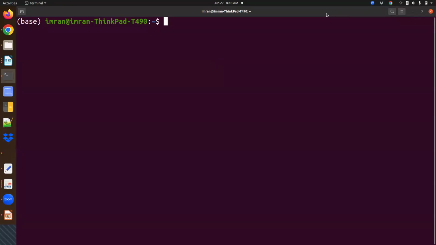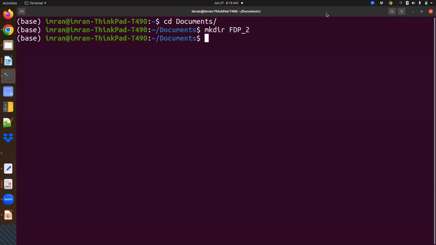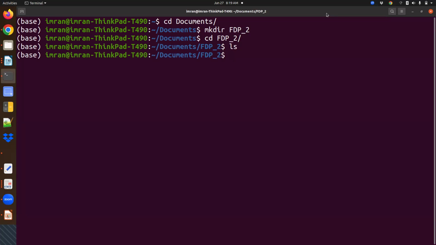So let me go first to the folder documents and make there one directory, mkdir, with the name of fdp underscore 2. Then I will move to the fdp underscore 2 directory. And if I ls here, we don't have anything.